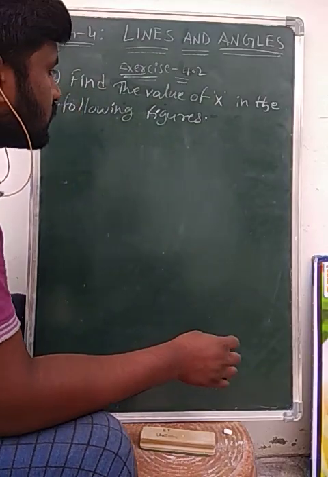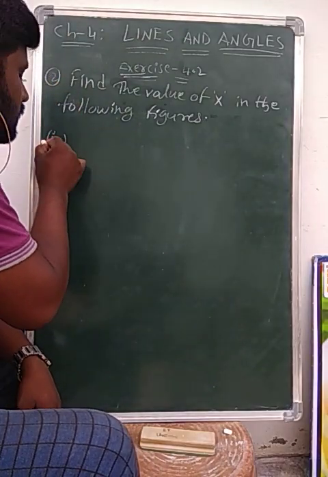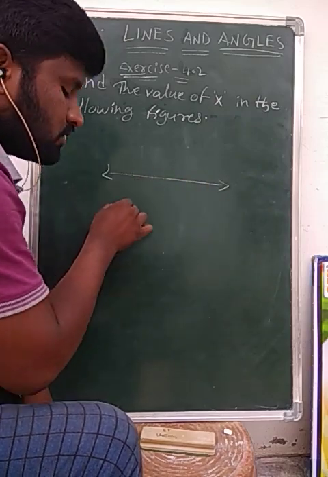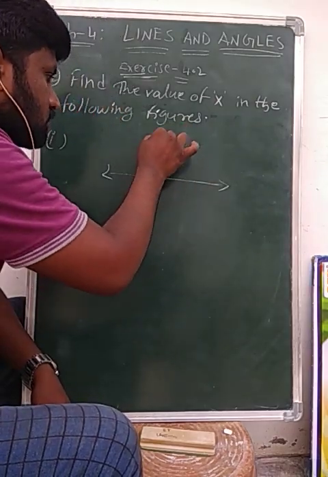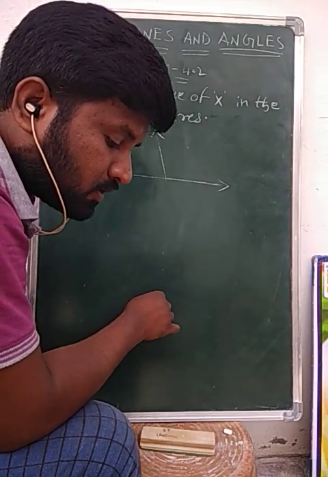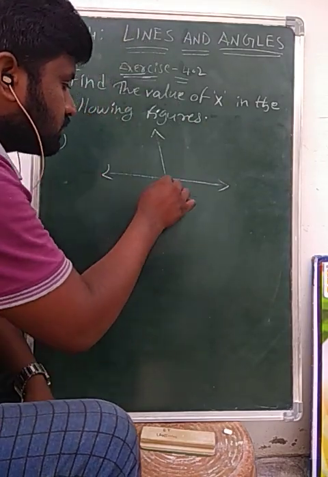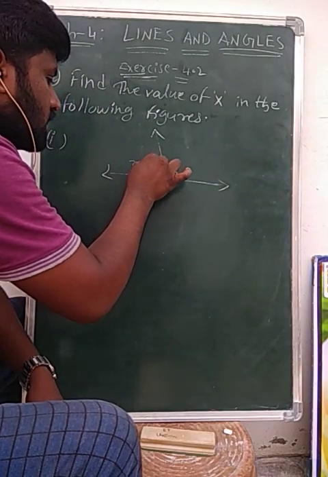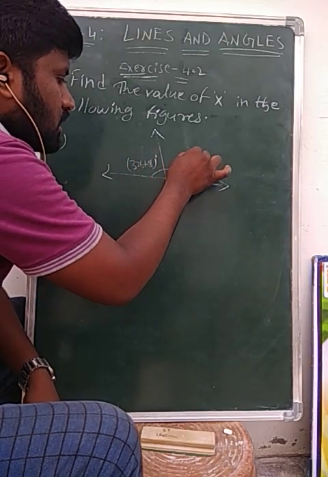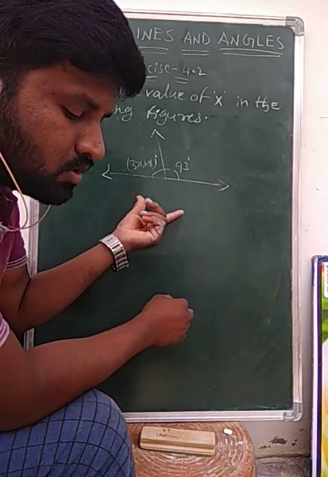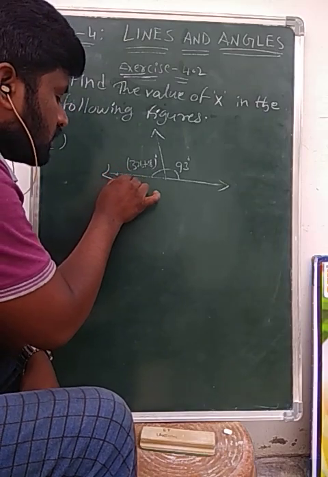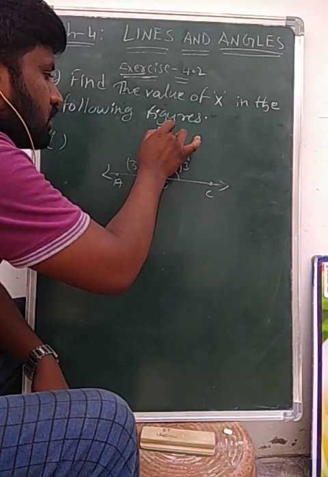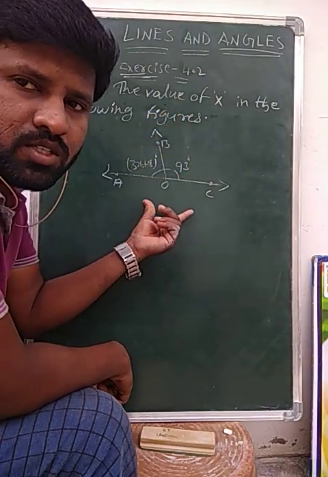In that, the first question is given. This is the figure. Here one of the angles is given, 3x plus 18 degrees, and the other is 93 degrees. Okay students, so this is the given question. A, O, C, B. So this is the given figure.